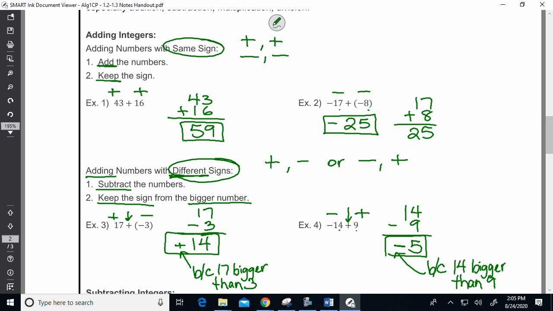Alright, so any questions on adding? Main thing you got to keep in mind is if the signs are the same, there's one set of rules. If the signs are different, there's a different set of rules. You just got to pay attention to what you're doing.